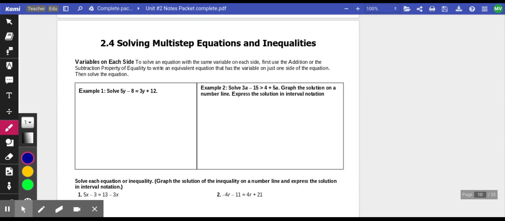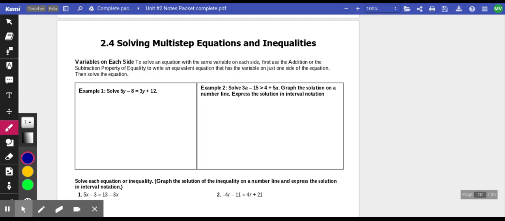So it's important to note when variables are on each side, to solve an equation with the same variable on each side, first use the addition or subtraction property of equality to write an equivalent equation that has the variable on just one side. So when I look at example 1, I notice that I have a 5y on the left and a 3y on the right. I need to get those on the same side.